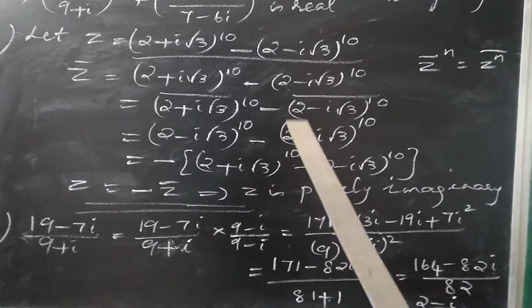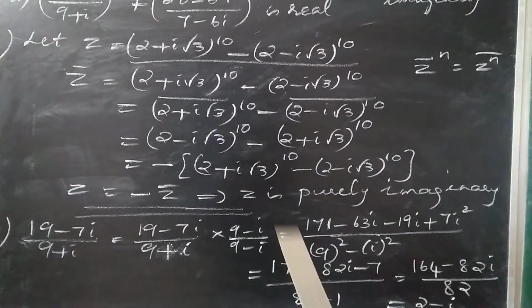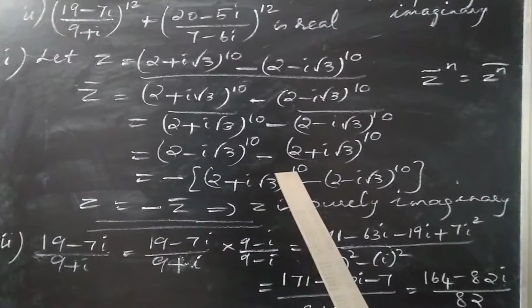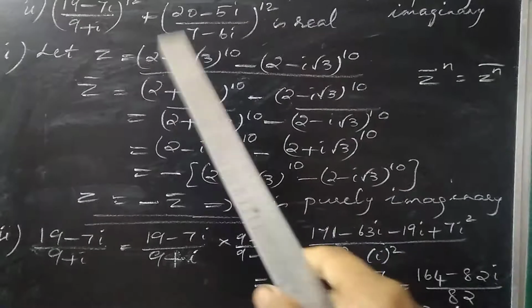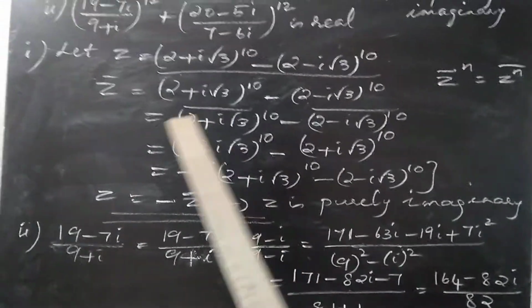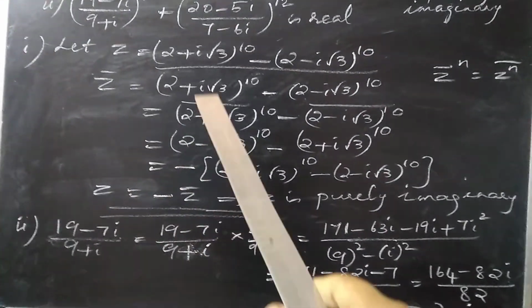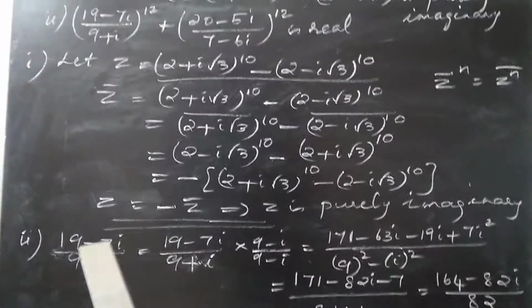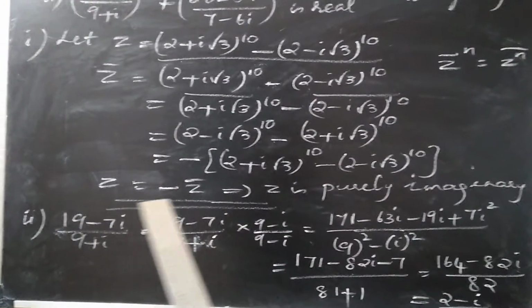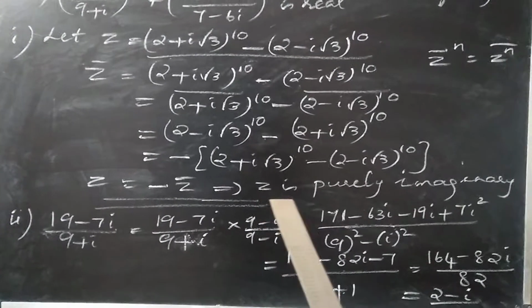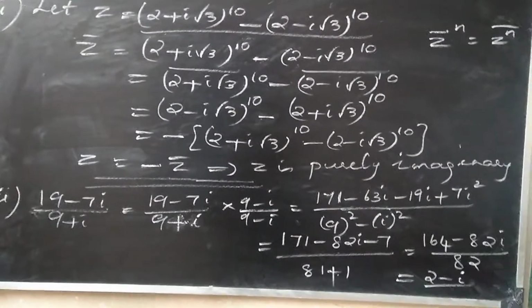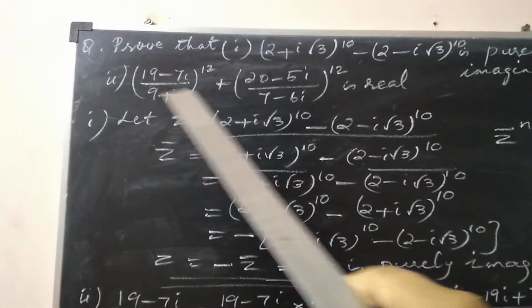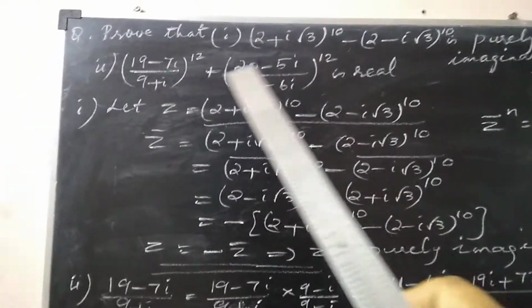I change this to conjugate of this power 10 minus conjugate of this power 10, which means you are getting the reverse of this. That means the answer you get as z bar is negative of z. So z is negative of z bar, or z bar is negative of z, which implies the given z is a purely imaginary number.